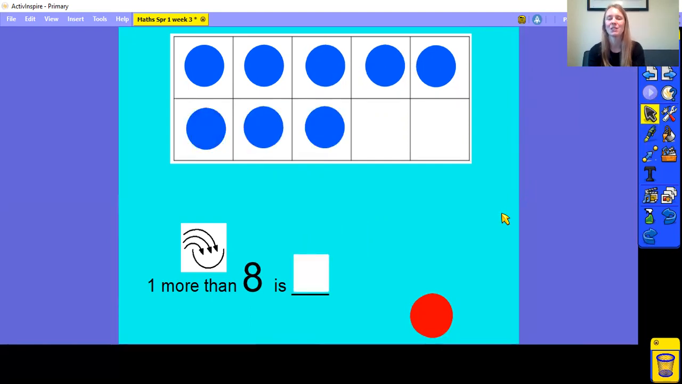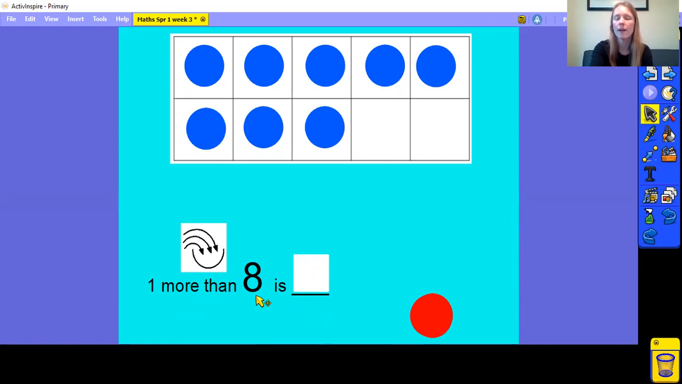Okay, let's try this one. This time our sentence says 1 more than 8 is, we need to work out the answer. We need to work out how many there will be all together if we add 1 more. So let's find out how we're going to work it out.